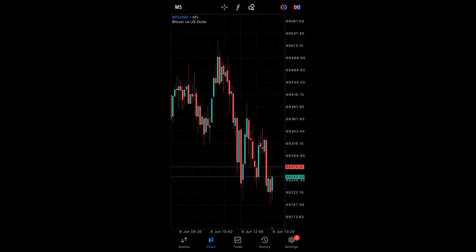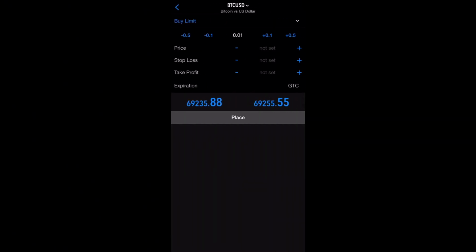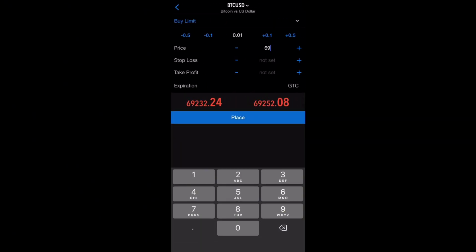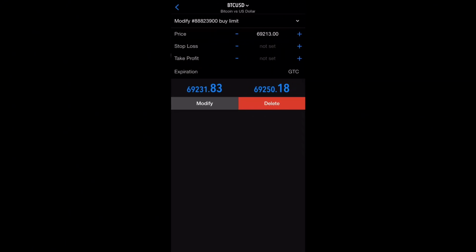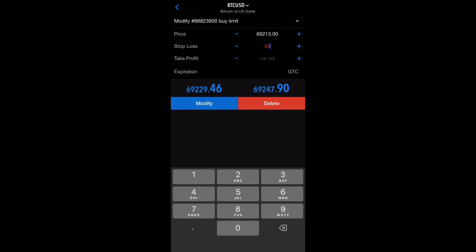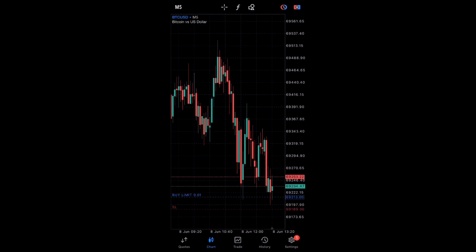Let's assume you want your trade to be triggered at buy at 69213. You input 69213 and place. Once you place, let's assume that you want your stop loss to be at 69189. You modify stop loss, 69189. Modify. You have placed your trade on buy limit.